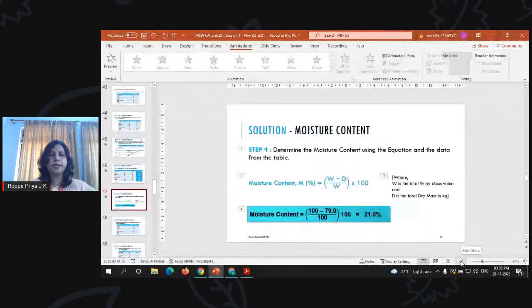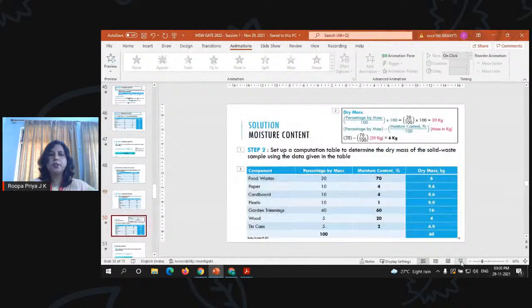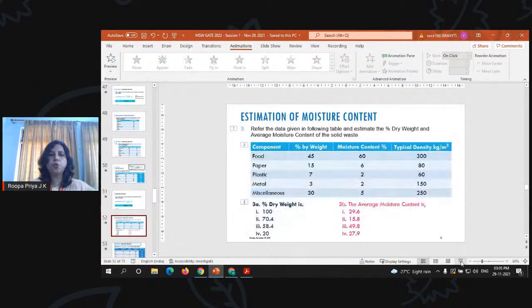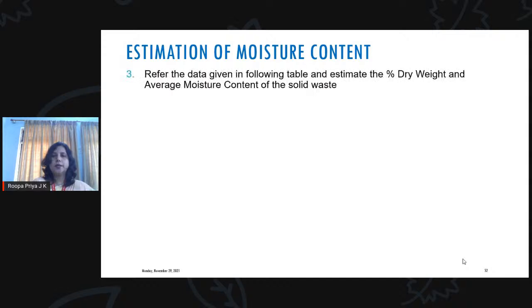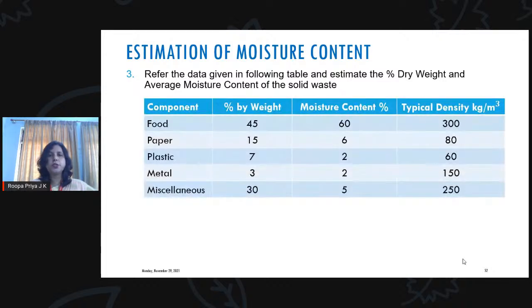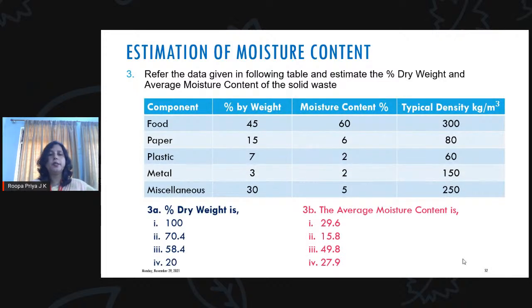So this is one of the calculations. And another subsection of this was calculation of the percentage dry weight and the average moisture content of the solid waste. So this was the question where there were two sub questions. One was the percentage dry weight and the average moisture content.